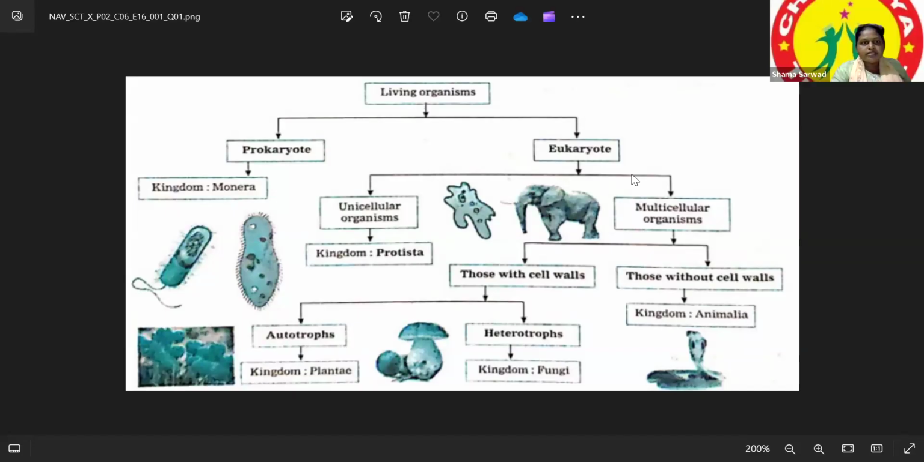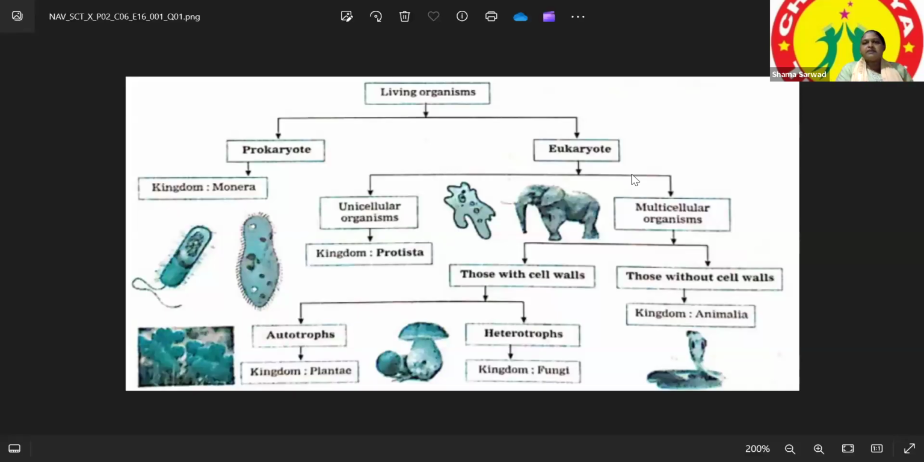Fine. So a few things will be clarified by this. It's related to just unicellular organisms, and the kingdom Animalia and all, everything has been covered, but not all. One more chart I'll share with you, which covers the entire set of organisms.